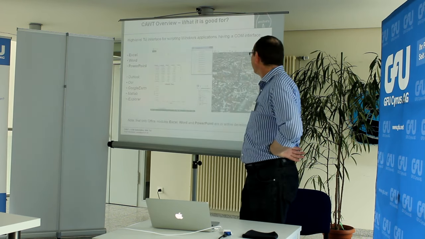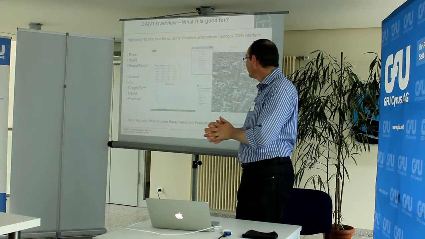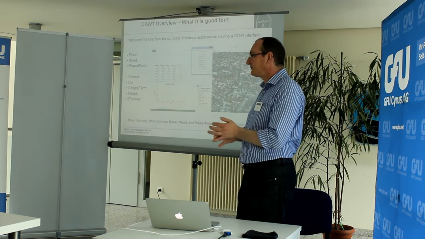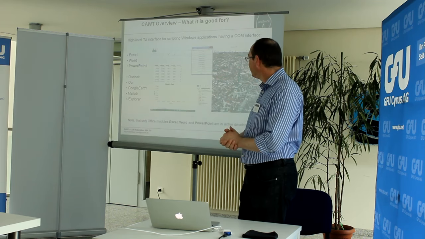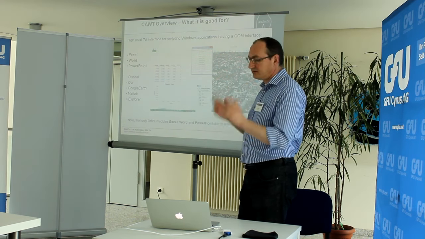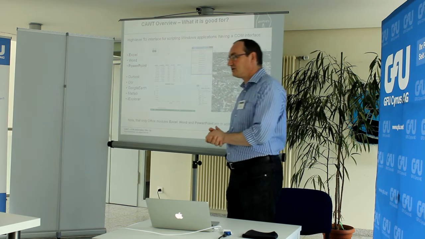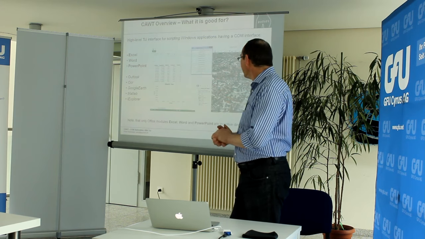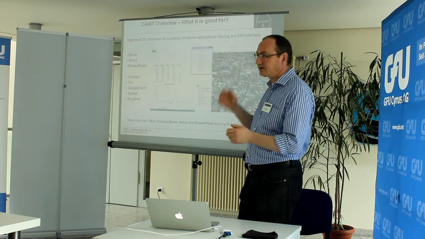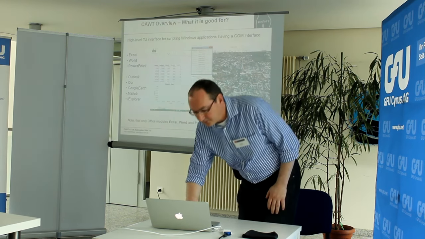So what it's good for: Office applications and other Windows applications typically have a COM interface where you can automate these applications. The tools I am using mostly are the Office applications, Excel, Word and PowerPoint, of course mostly at work, and other applications like Outlook or Google Earth, MATLAB, Internet Explorer, they also have a COM interface where you can automate them. So how does it look?